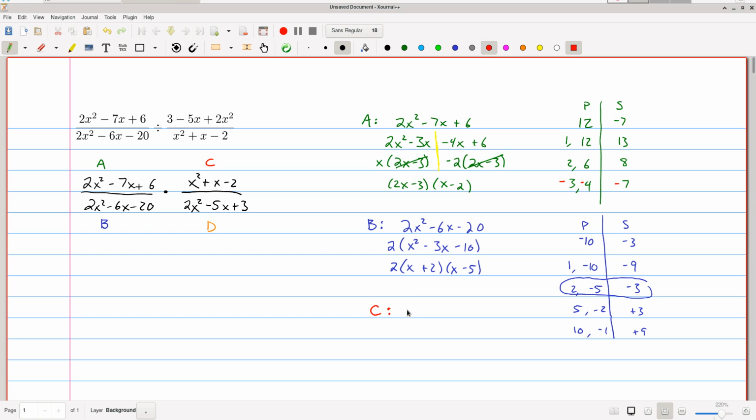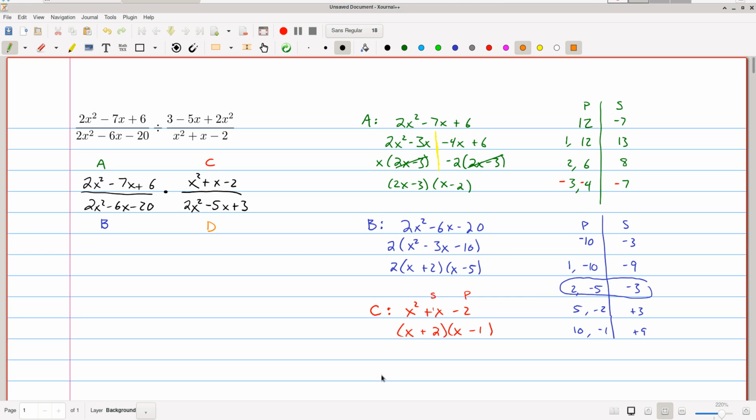Next up, we've got x squared plus x minus 2. I see there's no common factor, so we can go right to our two sets of parentheses. X times x to give us x squared, and we want two numbers whose product is negative 2 and whose sum is positive 1. So we can write this as positive 2 and minus 1. So the third polynomial is factored.